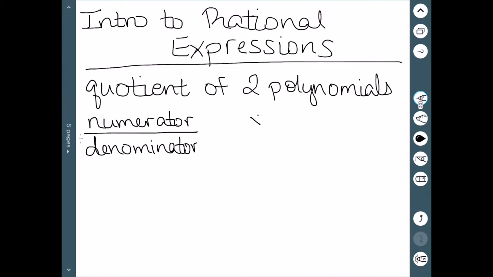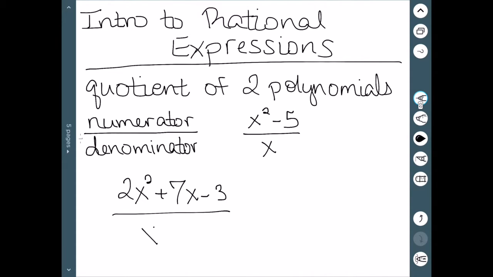An example: x squared minus 5 over x, where x squared minus 5 is the numerator and x is the denominator. Another example, 2x squared plus 7x minus 3 over x squared plus 8. This is also a rational expression.